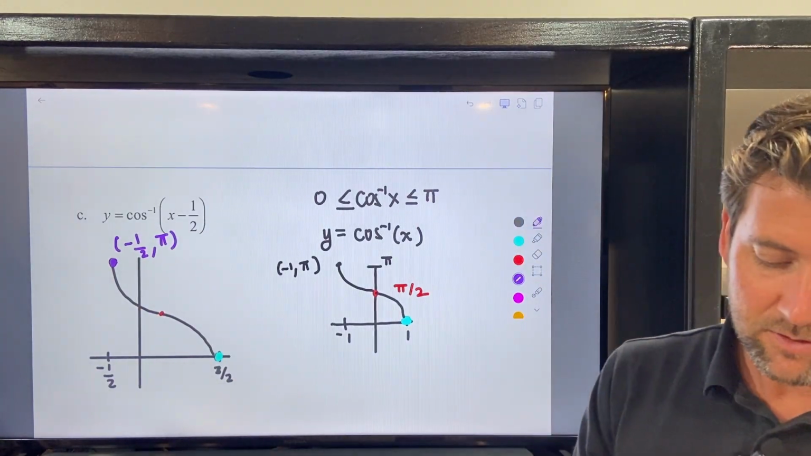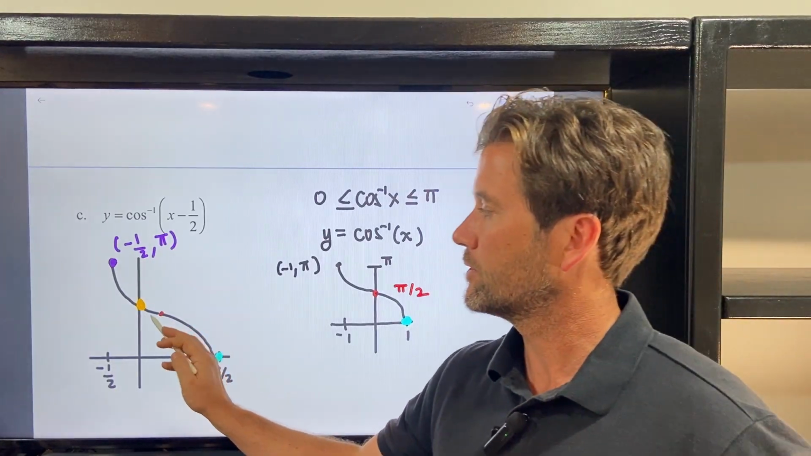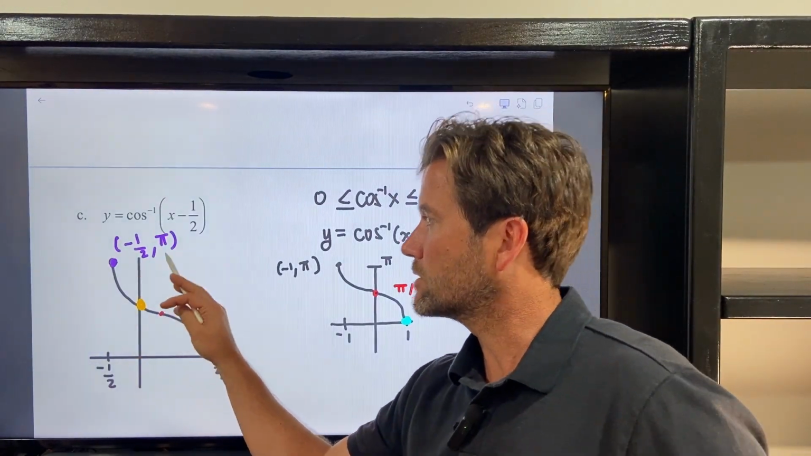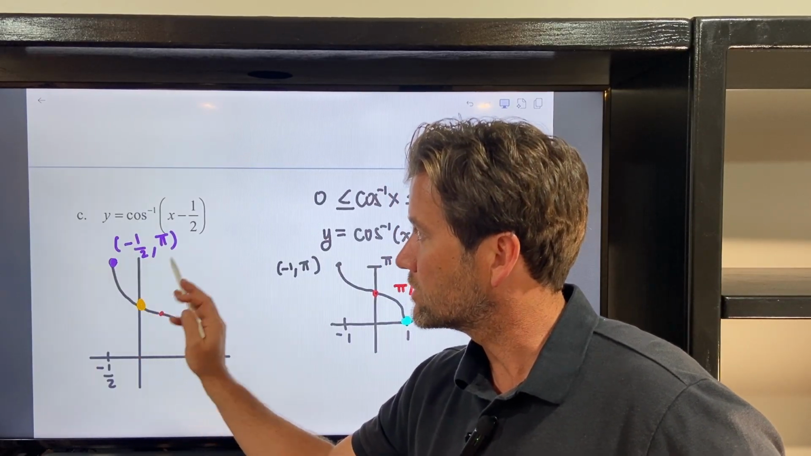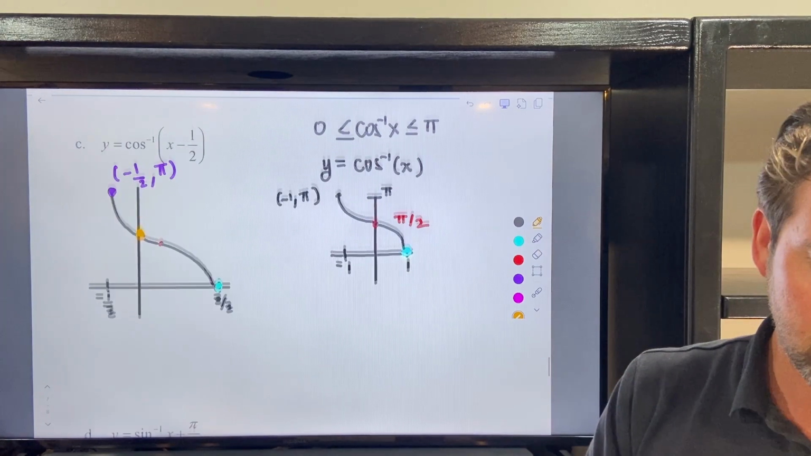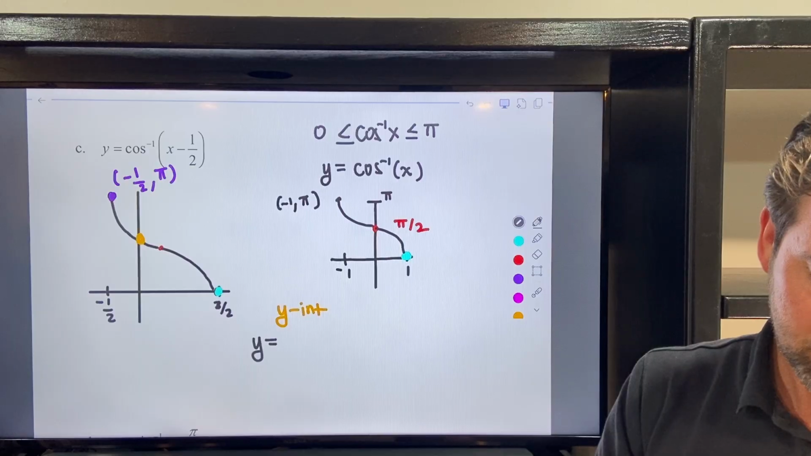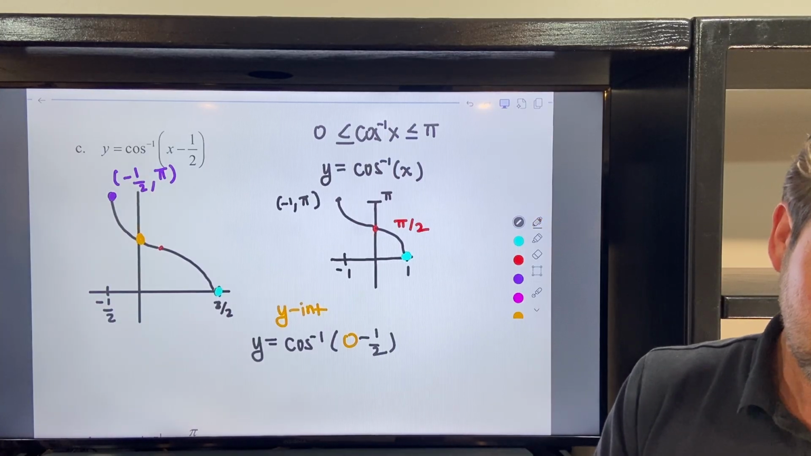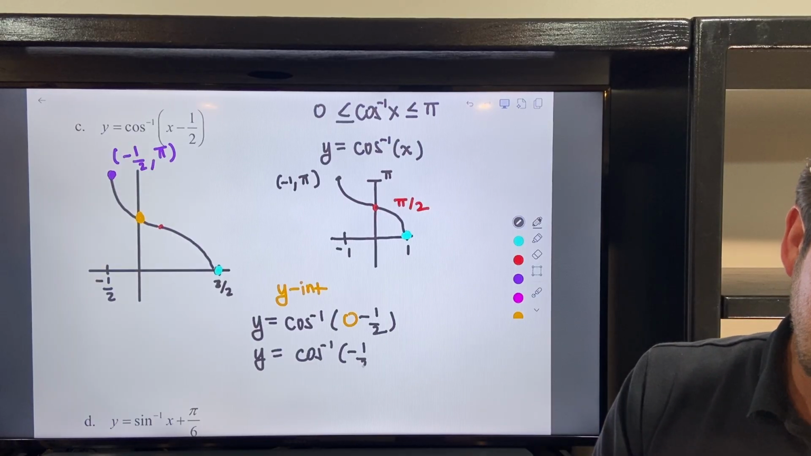Now we need to find this y-intercept. So this point is 0, comma, a y value. The y value is somewhere between 0 and pi. So we're going to plug in 0 for x, because the x coordinate of that point is 0. So we plug in 0 for x to find the y-intercept. So we get the y-intercept is equal to the arc cosine of -1/2.